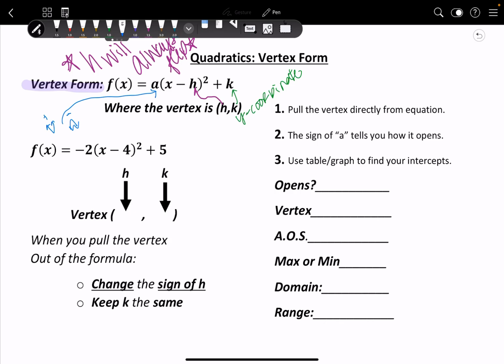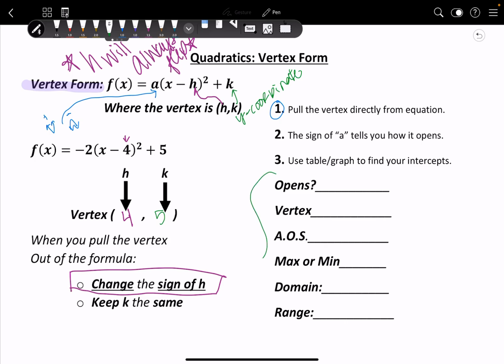All right. Now, guess what? In order for you to graph this, which is why we're pulling out all these quadratic parts, you have to pull the vertex directly from the equation. So we look at this and we're like, oh, it's got to be a -4. Well, no, it's actually a +4. Remember, you must change the sign of your H. And your K, it's chill. It's like, okay, I'll stay the same. That's cool. And so you're going to put the K right here, which is just a 5. And that's how easy it is.